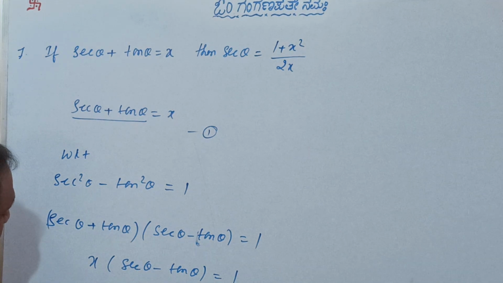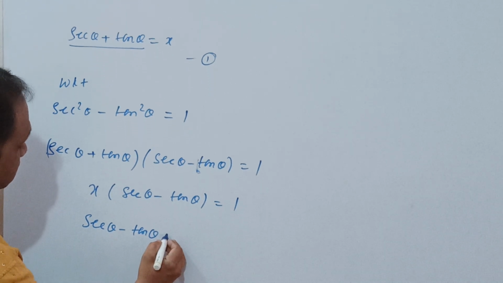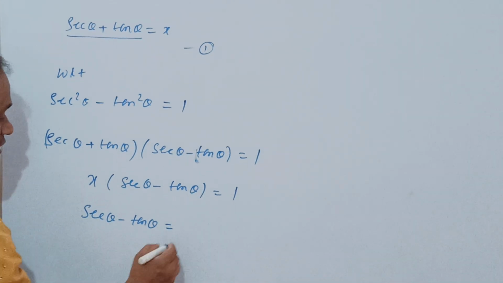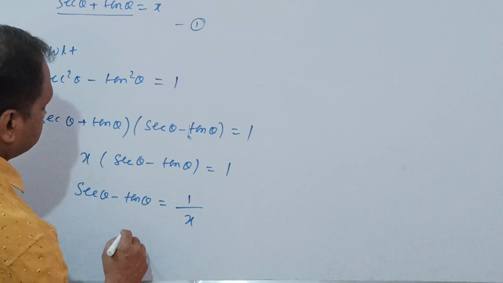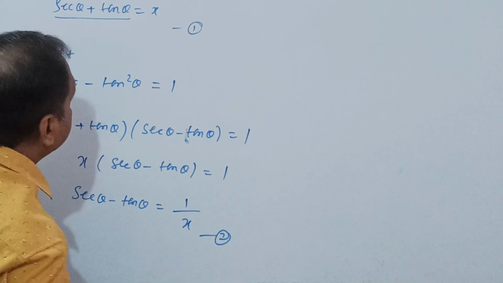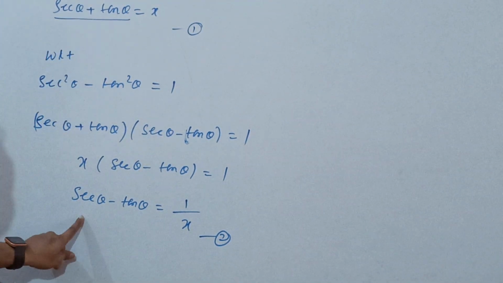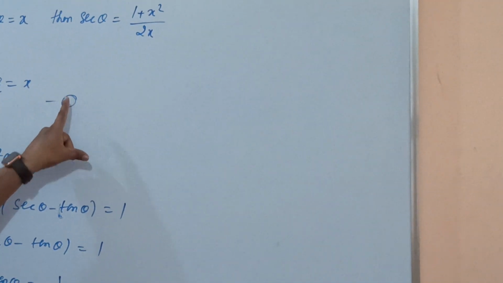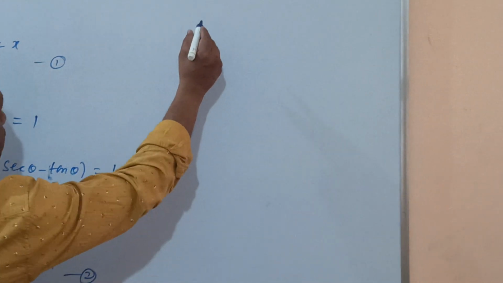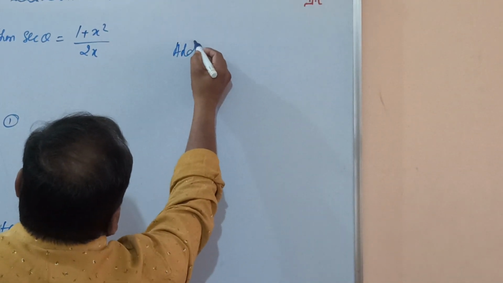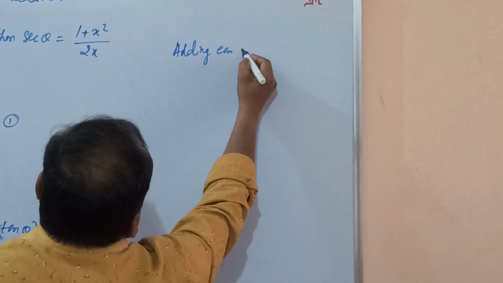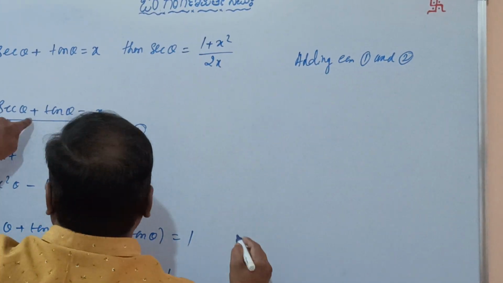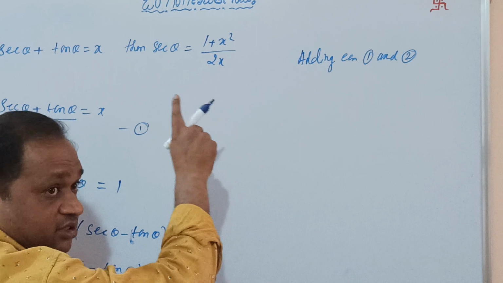So sec theta minus tan theta is equal to... x, I will transpose to the RHS, so it becomes 1 by x. This is one more equation we got here. So by seeing these two observations, on the RHS we want x square plus 1, that's why we are going to add equation 1 and 2 here. Adding equation 1 and 2, the results become: LHS you need to add, RHS you need to add.